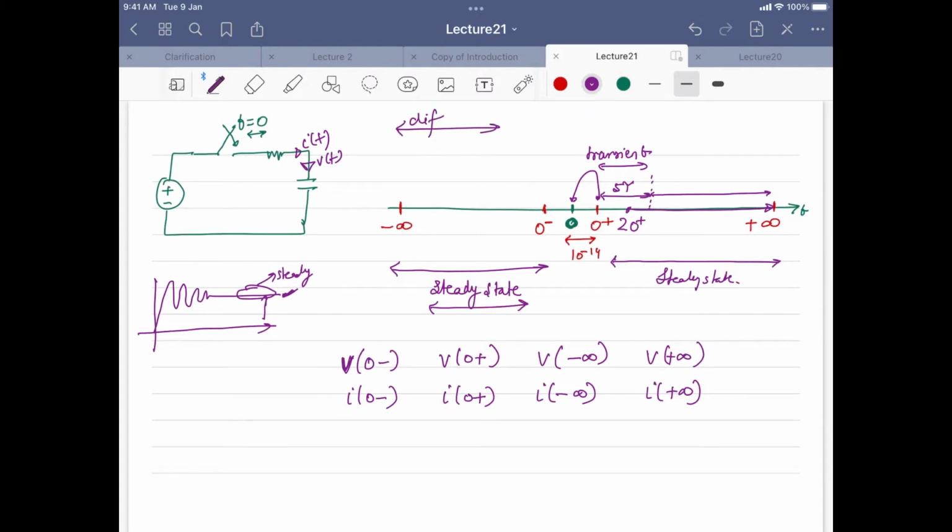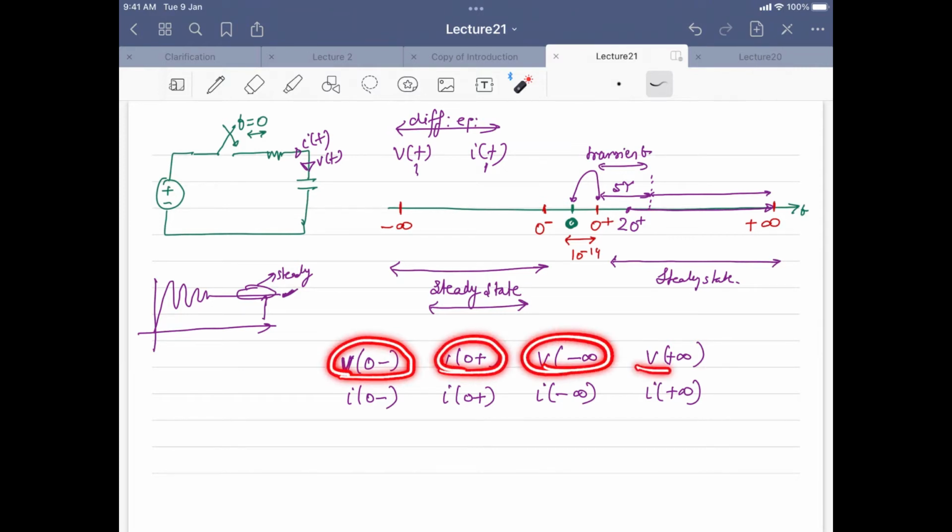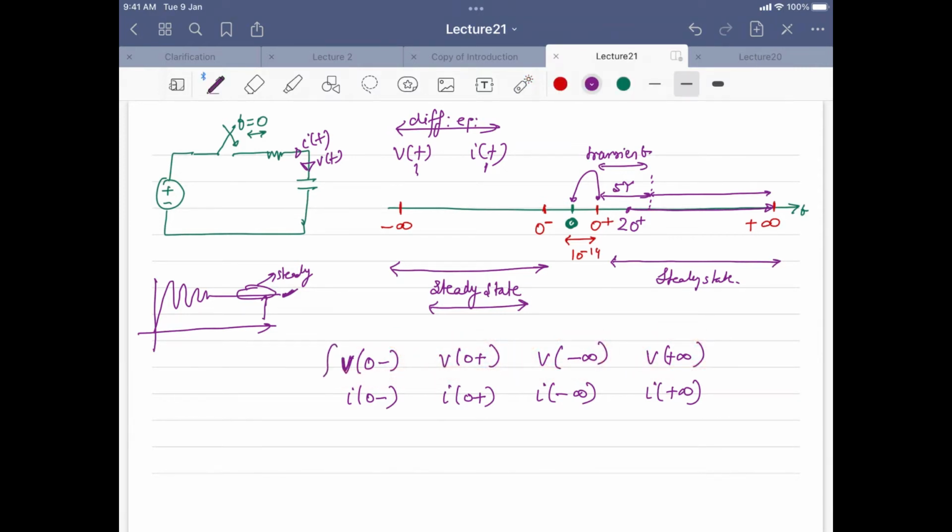We will see that a differential equation is formed that relates the voltage and the current at any time t. But sometimes we are interested in knowing some specific points, like without solving this differential equation, can we get these answers, like this one, this one, this one, and this one? These are also called boundary values.